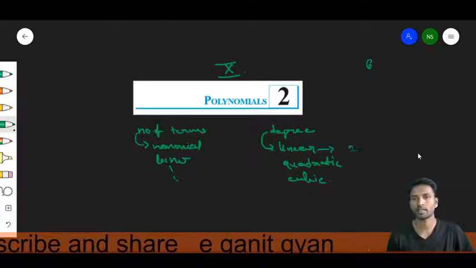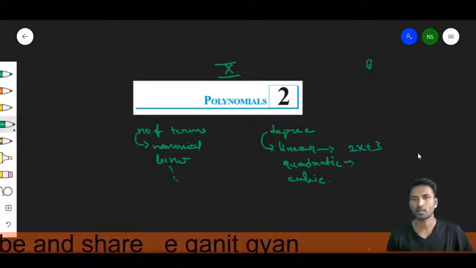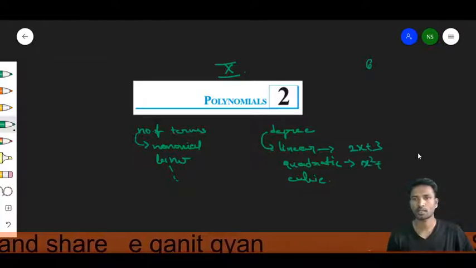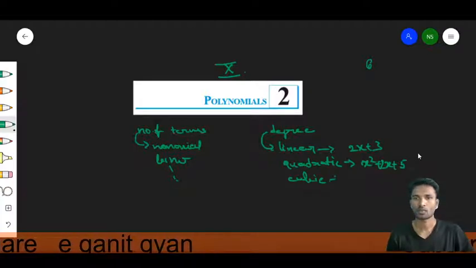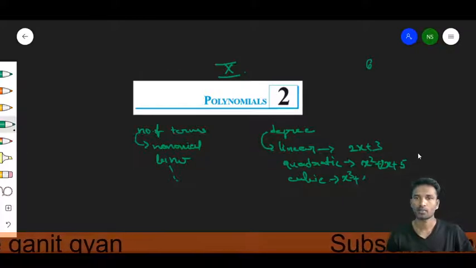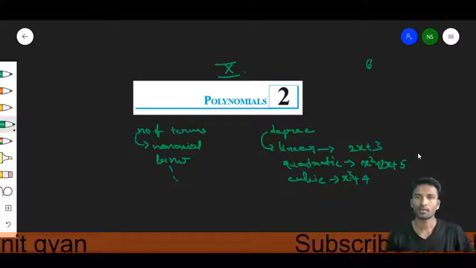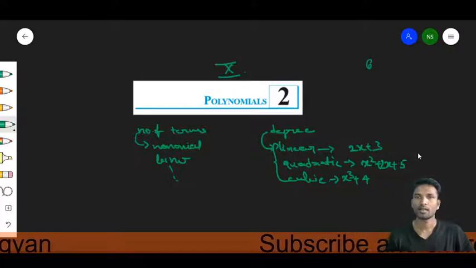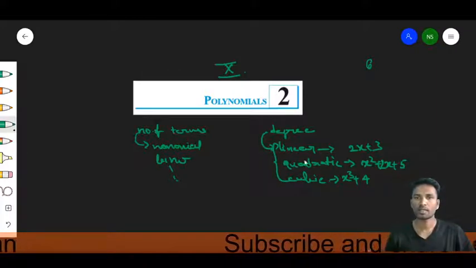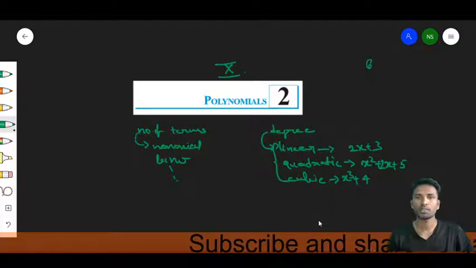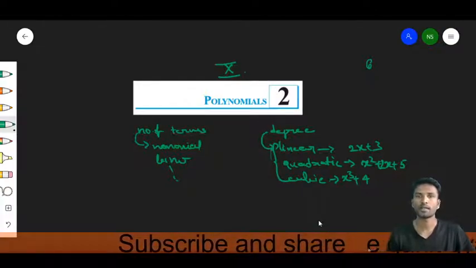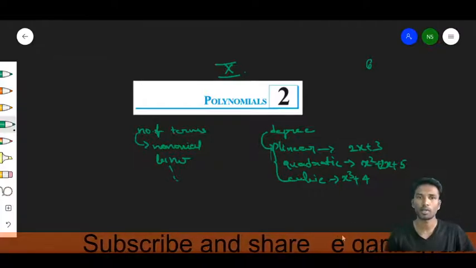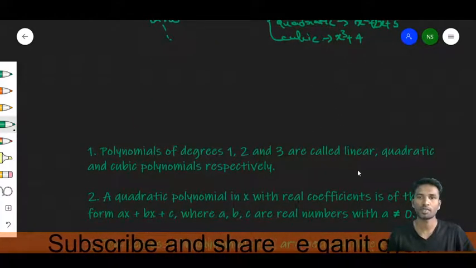Linear, if I take 2x plus 3; quadratic, x square plus 2x plus 5; cubic, highest power will be 3, like x cube plus 4. Like that we have seen 3 main polynomials based on the degree. In this chapter we are going to discuss only these 3 polynomials and the zeros of these polynomials. Okay, let us move into our topic.